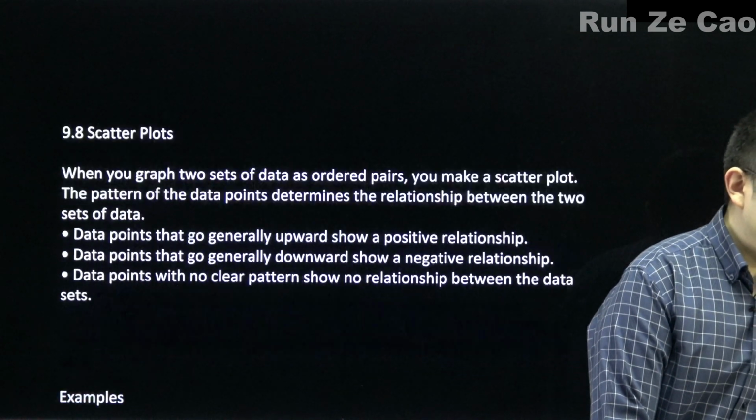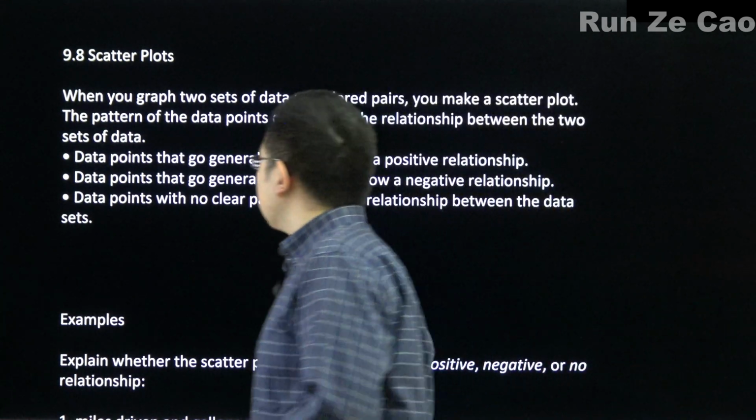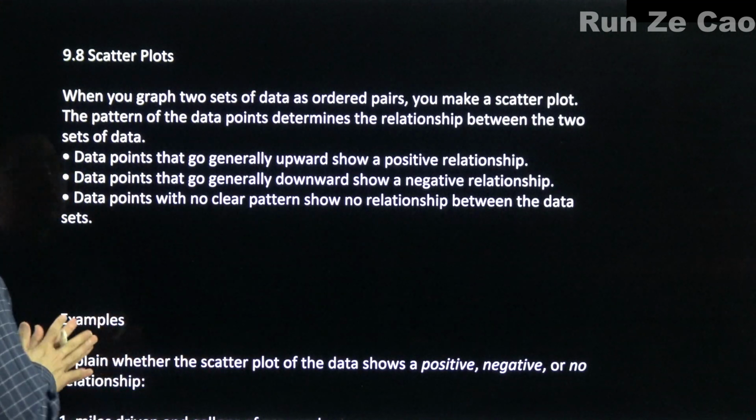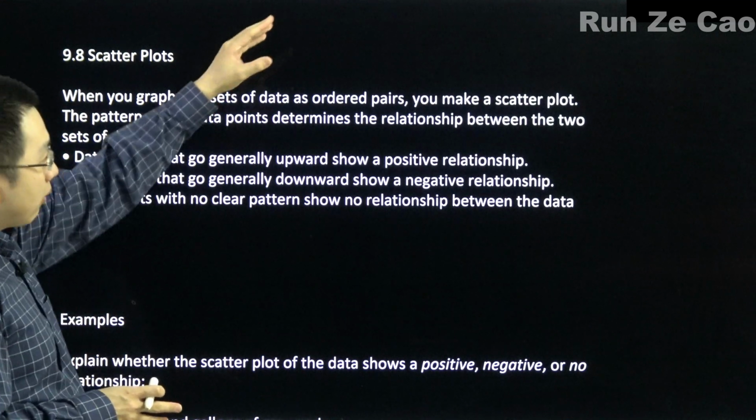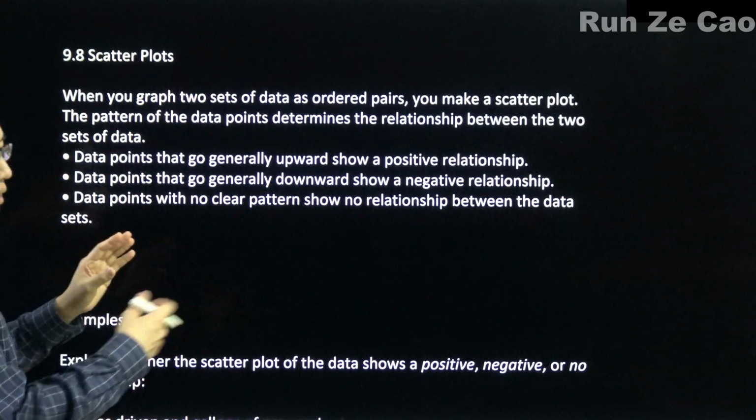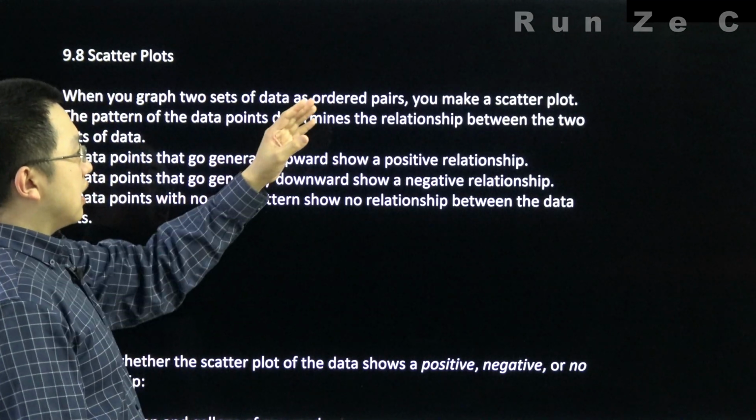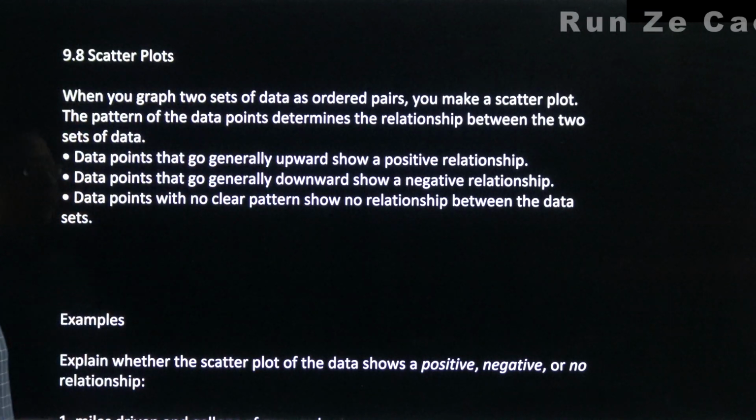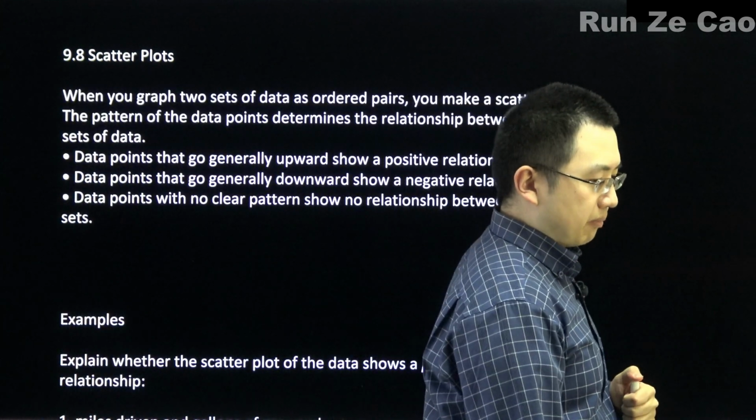Well, continuing in our dealings with scatterplots, when you graph two sets of data as ordered pairs, you end up with a scatterplot. The pattern of the data points determines the relationship between the two sets of data. If the data points generally trend upward as the horizontal axis increases in value, then that shows a positive relationship. If it generally trends downwards, that shows a negative relationship. If there's no clear pattern, then there is no relationship.